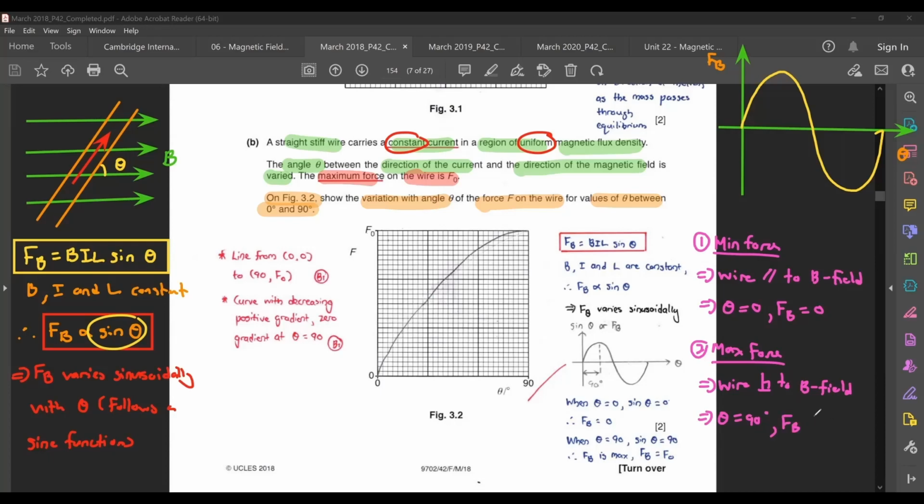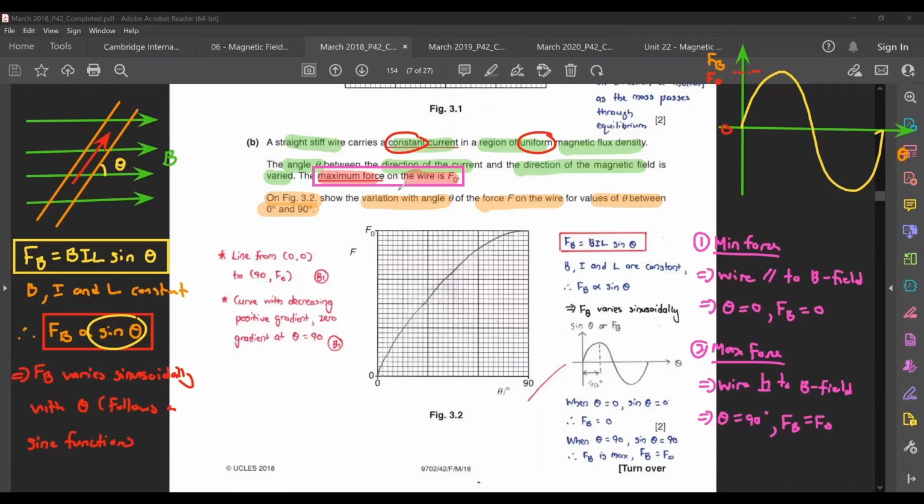In your current question, this is actually F0. Because the question already mentioned to you that the maximum force on the wire is F0. Okay, so right now on the graph, this one will be 0, and then this one will be F0.